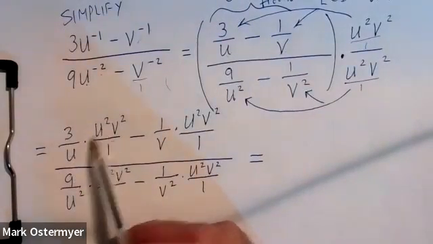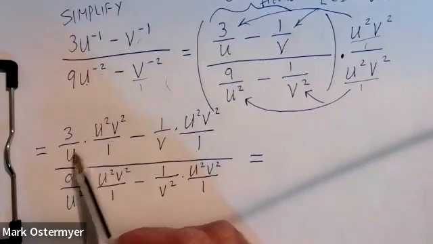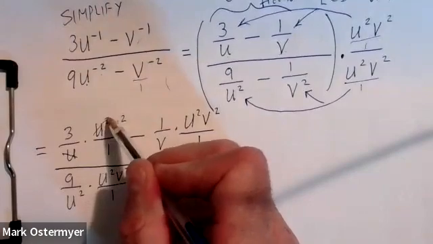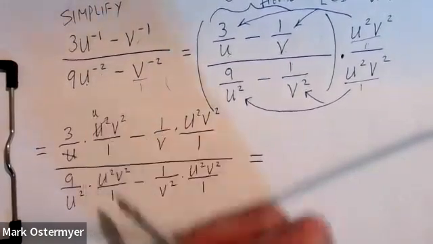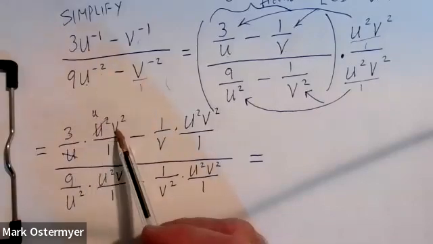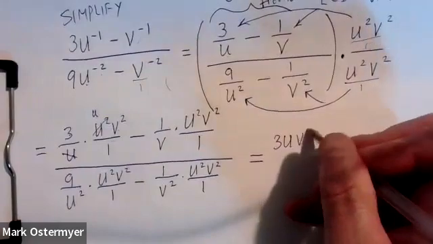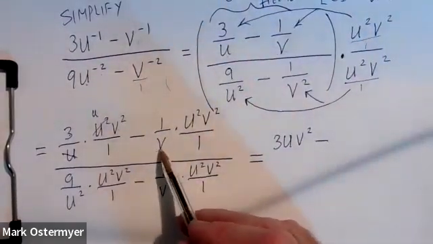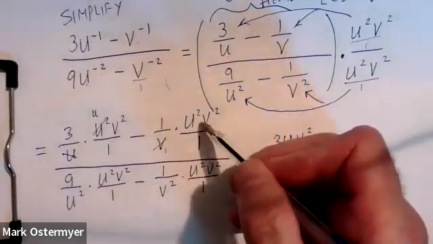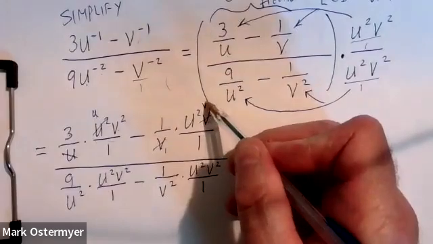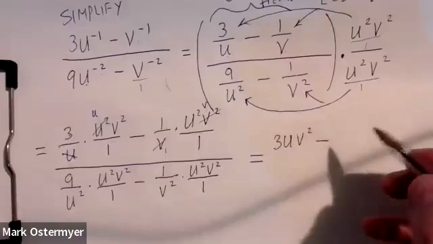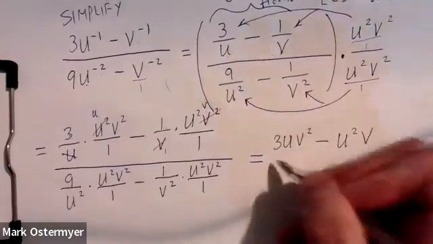What can I reduce here? Cross reduce. This u will cross reduce out with one of these u's. Do you agree? So this u disappears, divides into itself once, and divides into u squared here, u times. Because of that, I'm left with 3 times u times v squared, which is 3uv squared. Minus, notice this v will cross reduce into this v squared here. So this v divides into itself once, divides into v squared up here, v times. Then I'm left with 1 times u squared times v, which I'm going to report as u squared v. Fraction gone.